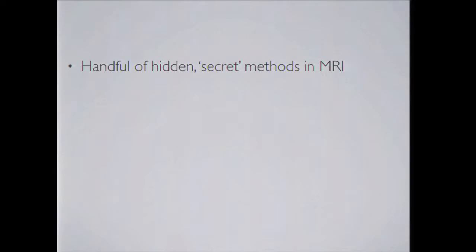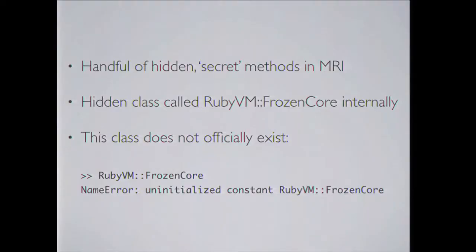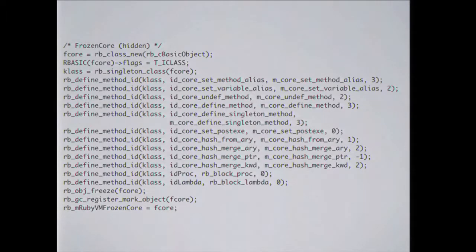So the first trick I'd like to talk about is something called the frozen core. So there's a handful of hidden secret methods in MRI that are actually called internally by the virtual machine. And all these methods are on a hidden class called RubyVM frozen core. And the class doesn't officially exist. So if you try and access it from an IRB, for instance, you're just going to get a name error. So it's not actually exposed to Rubyland. But it does indeed exist, and here's the C code inside MRI that actually creates this class.